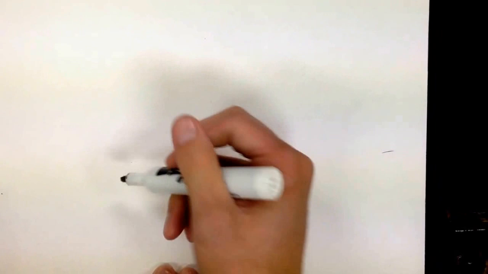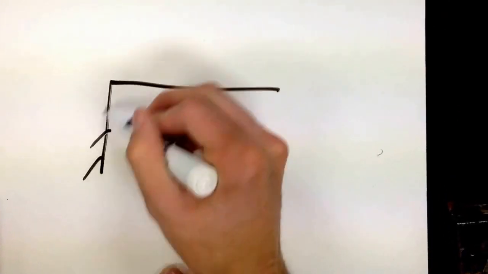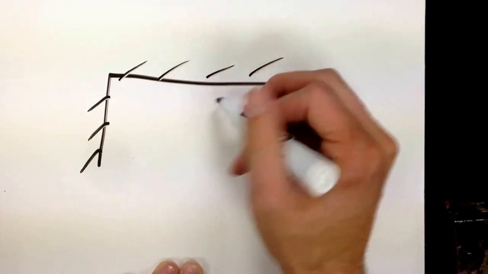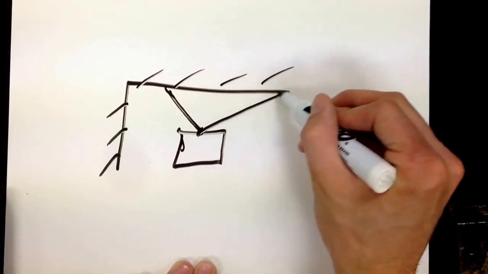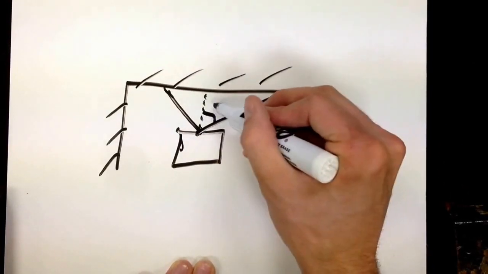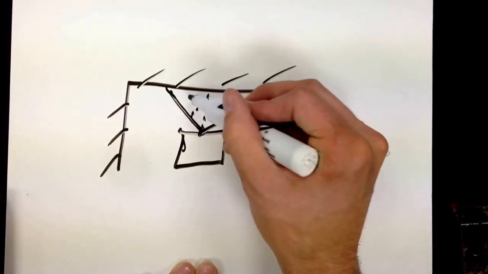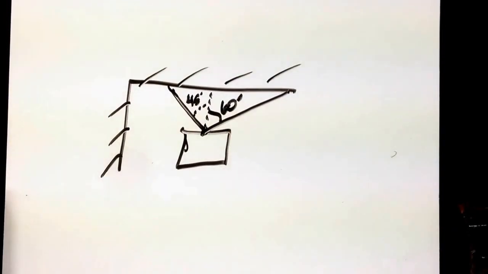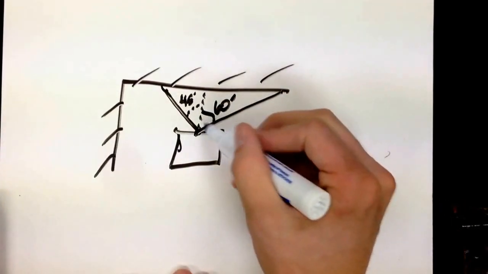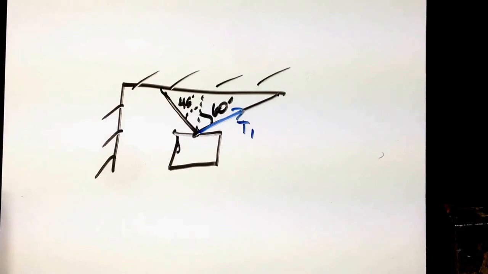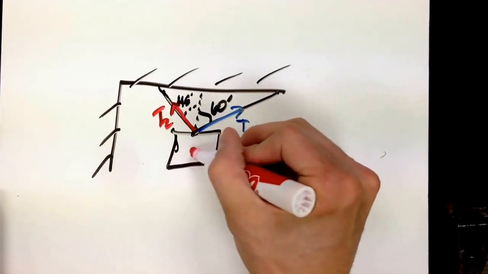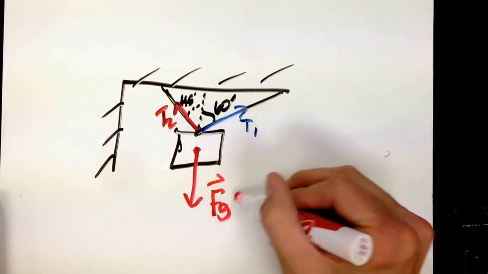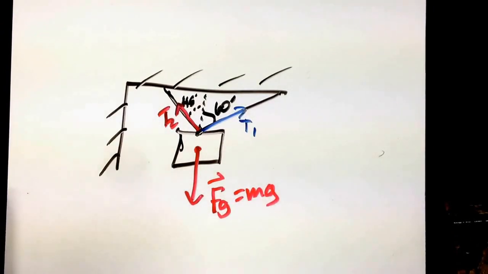I'm going to do one more problem where we've got an object in equilibrium. So let's say I've got something like this. Let's say I've got a block being suspended from two strings. And this string is at an angle of 60, and this string is at an angle of 45. Okay, I've got two tension forces going on here. I'll call this one T1, and I'll call this one T2. Now, I still have this block's weight vector, Fg, which is mg, and this block is in equilibrium.